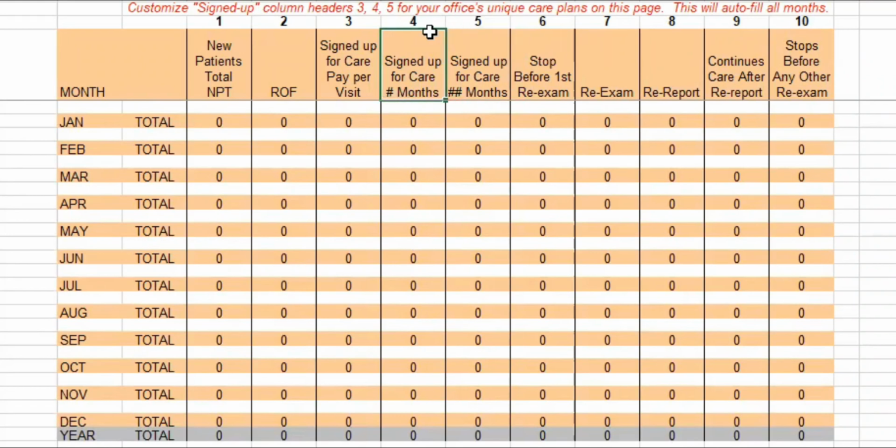Now you can go ahead and double click on these and you can type in whatever you want to call those. We're going to take a look at how many people stopped before their first re-exam, how many re-exams we did, how many re-reports we did, how many people continued care after their re-report, and how many people stopped care after their first re-examination. So we have they stopped care before their first re-examination, gives us some important information we'll be talking about in a minute, or stops care after any other re-examination.